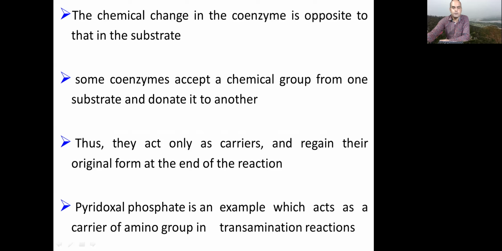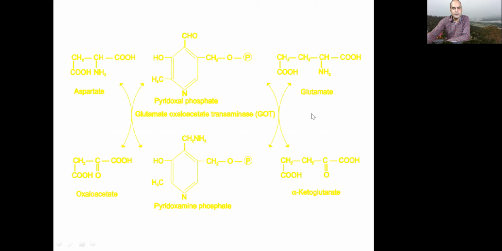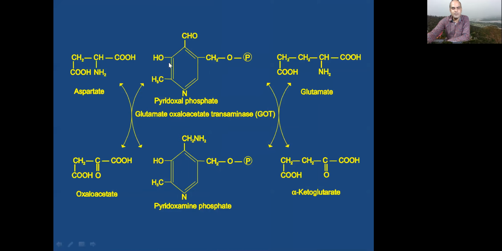Okay. So this coenzyme, pyridoxal phosphate, is a very important coenzyme for protein metabolism. It helps in transamination reactions. Transamination is the transfer of an amino group from one amino acid to a keto acid, thus forming another, different amino acid. You can see an example of a transamination reaction here.